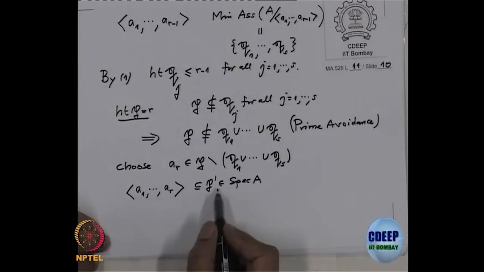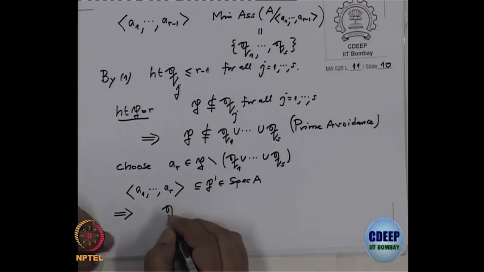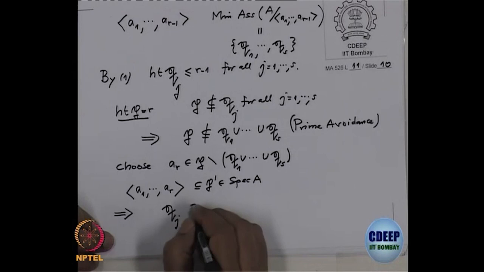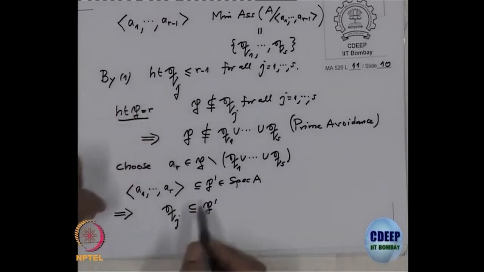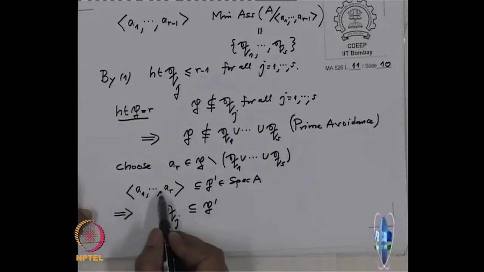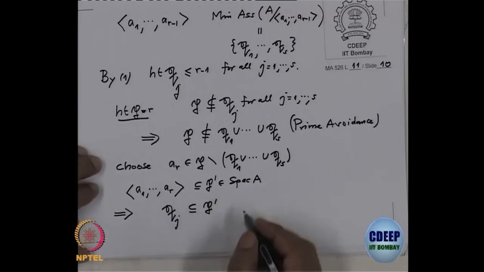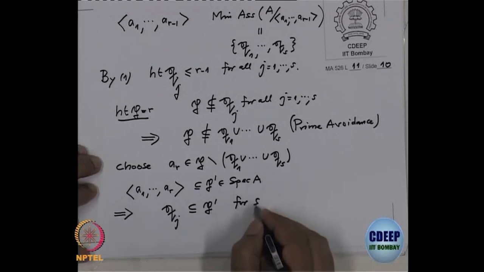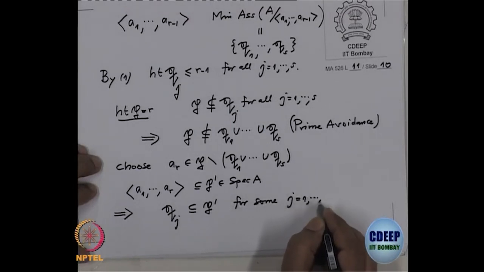A1 to AR is contained in P prime. Therefore, I say each Qj will be contained in P prime, because P prime contains A1 to AR minus 1, and therefore it will contain one of the minimal primes Qj for some j from 1 to s.